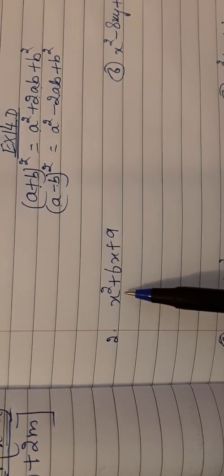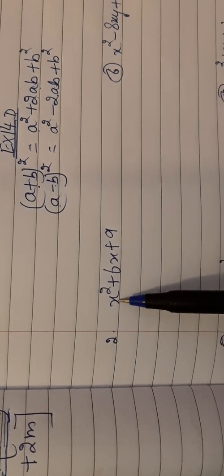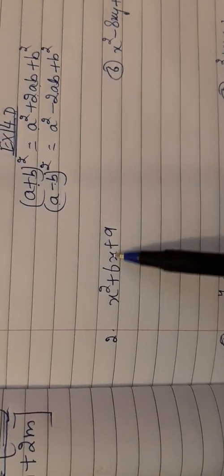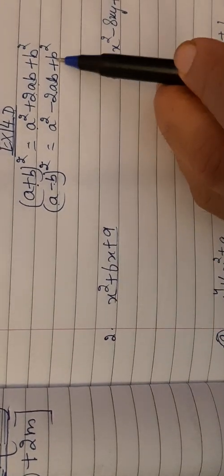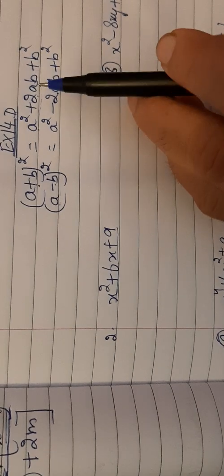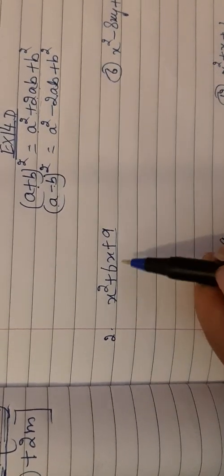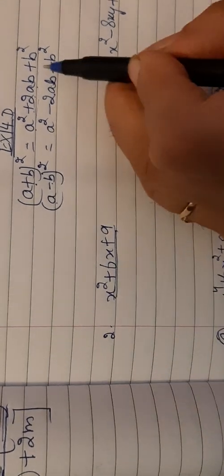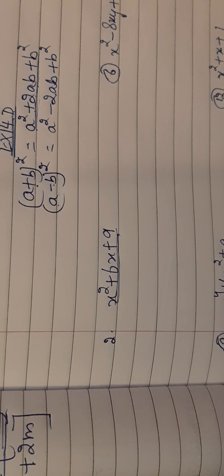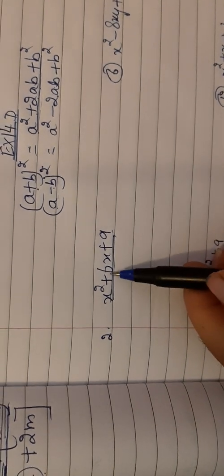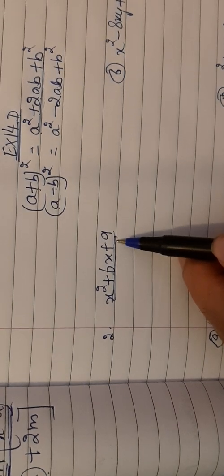The question is: factorize. You are given the algebraic expression x square plus 6x plus 9. Now compare this with this formula. You see that x square plus 6x plus 9 matches a square plus 2ab plus b square. Now we have to find how much will be a and how much will be b.